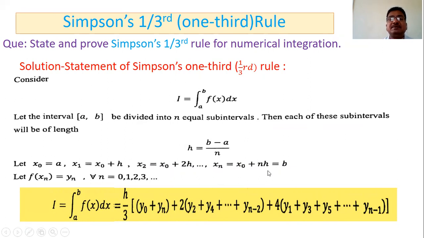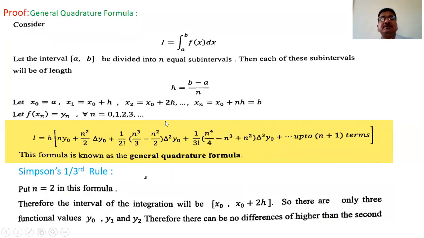So this is Simpson's one-third rule, and we prove it using the general quadrature formula. So first, state the general quadrature formula. What is the general quadrature formula? The integral I, that is the integral from a to b of f(x) dx, is what?